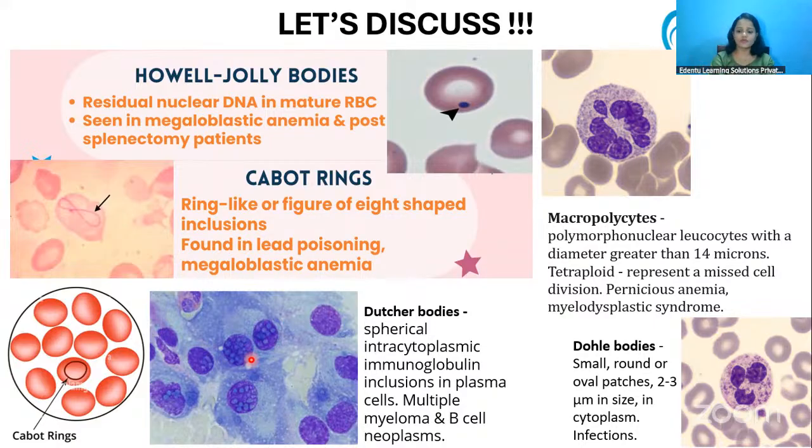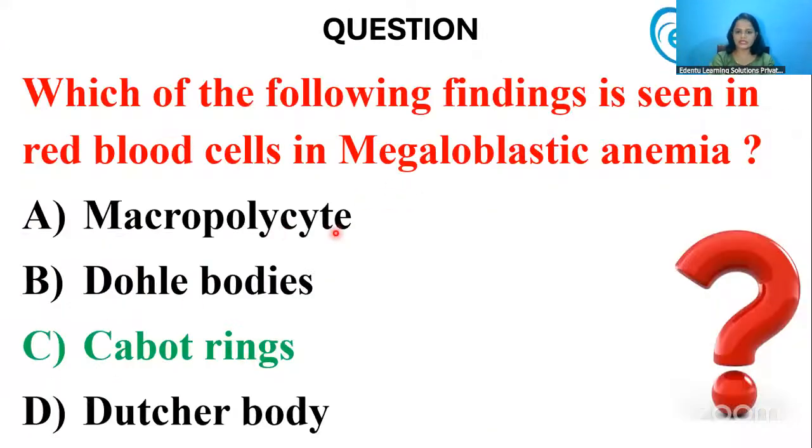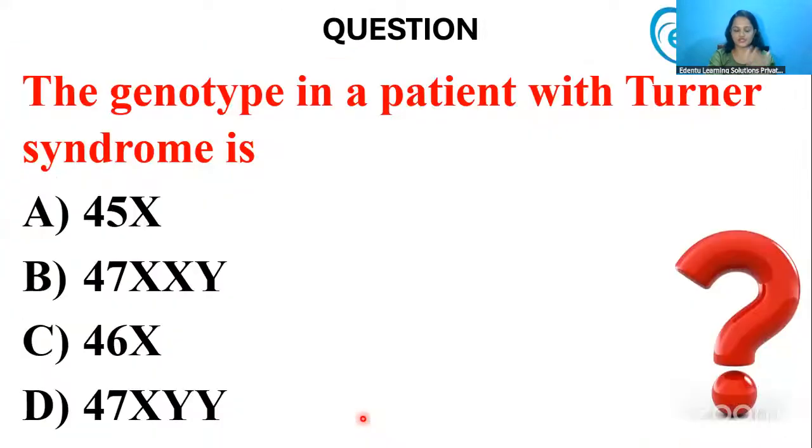If you look at the options itself, macropolycyte is a neutrophil, Dohle bodies are seen in neutrophils, and Dutcher body is seen in plasma cells. So the only thing that you will see in red blood cells is Cabot rings. Even if you are unsure about where Cabot rings are seen, remember that they are seen in the RBCs. All the other bodies mentioned here are either seen in the WBCs or in the plasma cells. It's a very easy way to get to your answer.